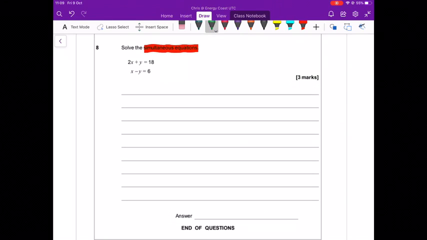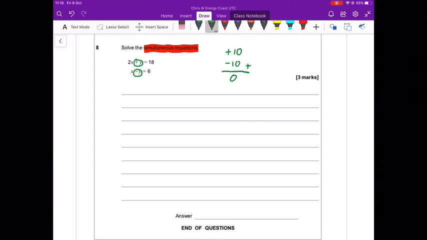This one's slightly different. With simultaneous equations, you want to get rid of either the x's or the y's by doing something. Let's have a look at this. Here I've got plus y, and here I've got minus y. Let's imagine these were a number. What if you had plus 10 and minus 10? What would you do with those two numbers if you wanted to get rid of them?